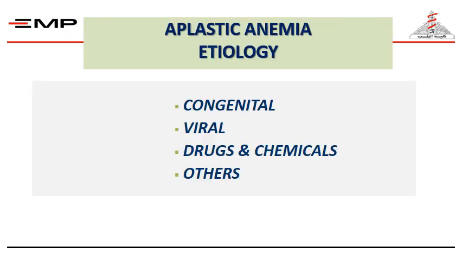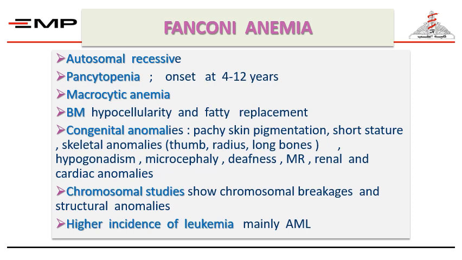Aplastic anemia can be congenital, viral, secondary to drugs and chemicals, or idiopathic. Fanconi anemia is the congenital aplastic anemia. It's autosomal recessive. There is pancytopenia, not at birth, usually by the age of 4 to 12 years. There is macrocytic anemia. Bone marrow is hypocellular with fatty infiltration.